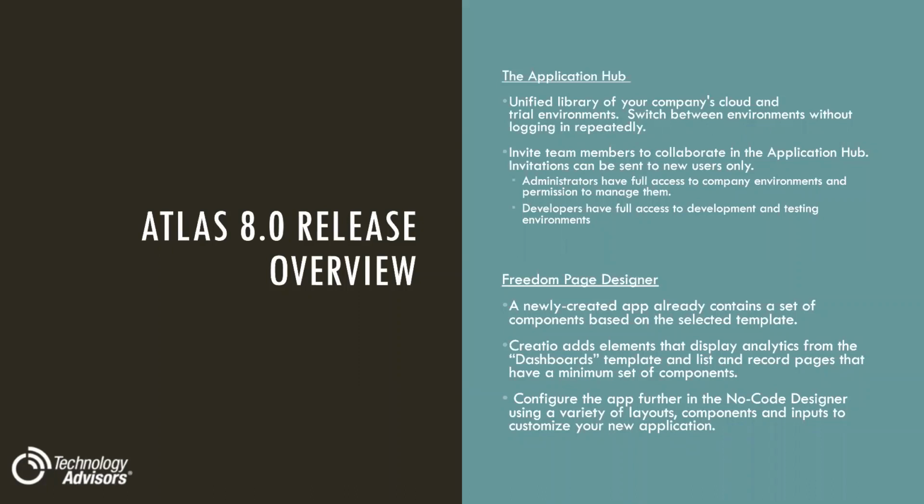When creating an application in the Application Hub, the Freedom Page Designer gives you the ability to completely customize your application. The new app that you create already contains a set of components based on the selected template styles, but you can configure the app further using a variety of layouts, components, and inputs. You can create dashboards, lists, and record pages that have a minimum set of components, and then configure that further in the no-code designer. So let's move over to Creatio 8.0 and take a look at these new features.